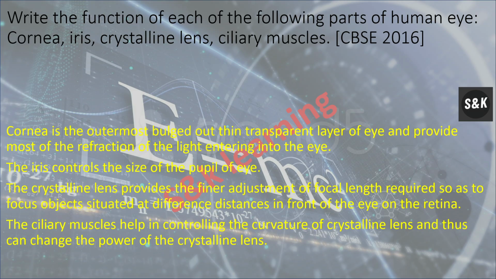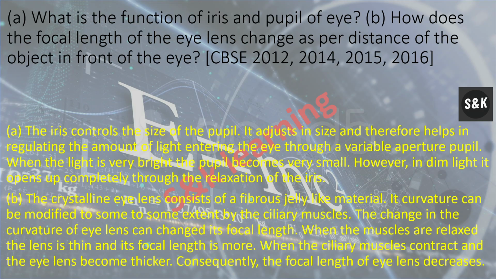Iris controls the size of the pupil of the eye. Crystalline lens. The crystalline lens provides the finer adjustment of focal length required so as to focus objects situated at different distances in front of the eye on the retina. Ciliary muscles. The ciliary muscles help in controlling the curvature of the crystalline lens, thus can change the power of the crystalline lens.